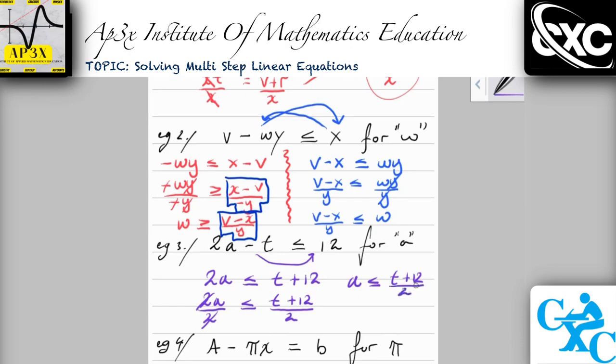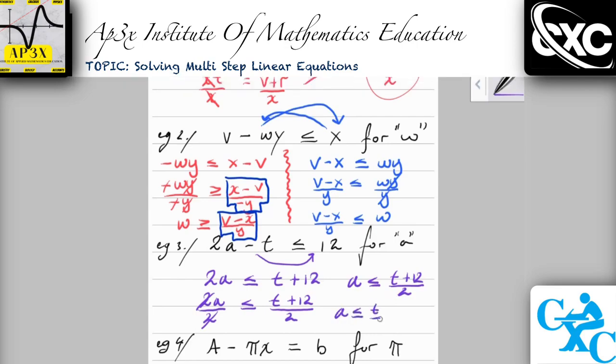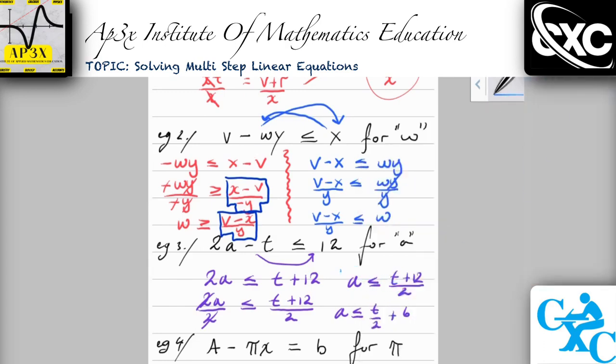Now, if you kind of want to be a little bit cheeky, then you can actually say a is less than or equal to, and divide both of the terms by 2. So this would be t over 2 plus 6. If you wanted to just show off a little bit, but I would just leave the answer as t plus 12 over 2, or you can just go ahead and say here t over 2 plus 6. Beautiful. All right, so both of those remain as our answer.